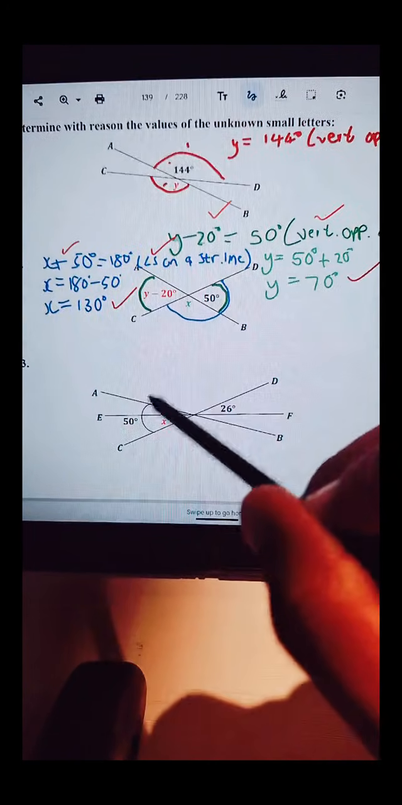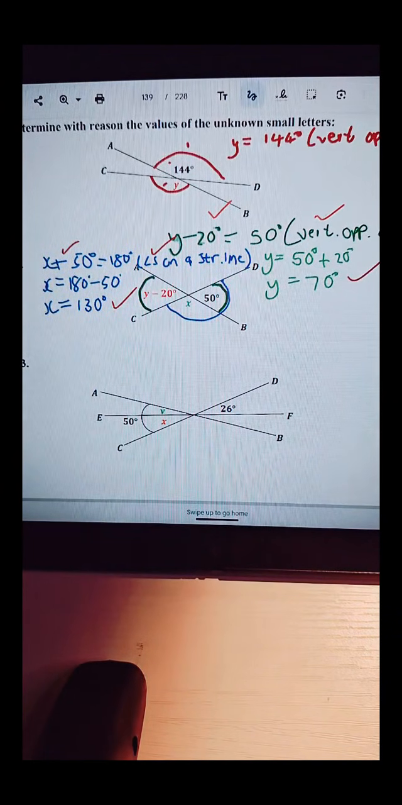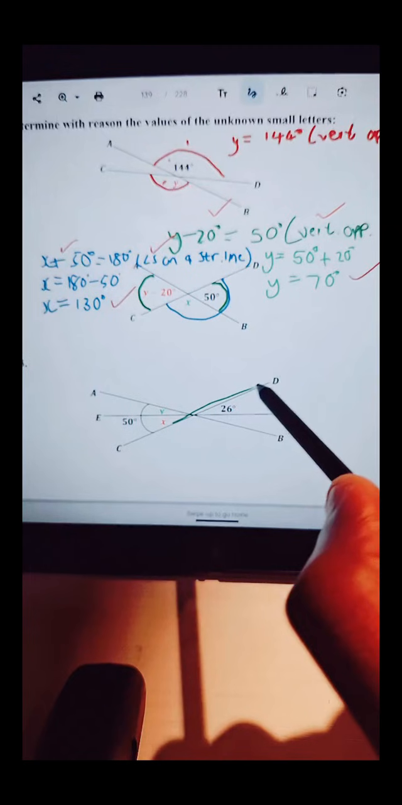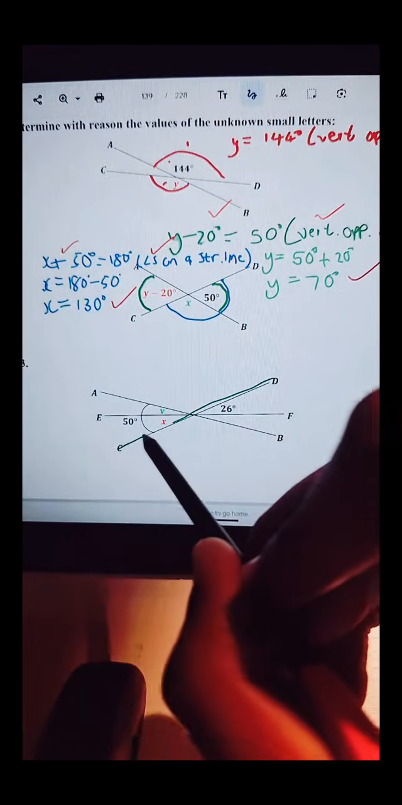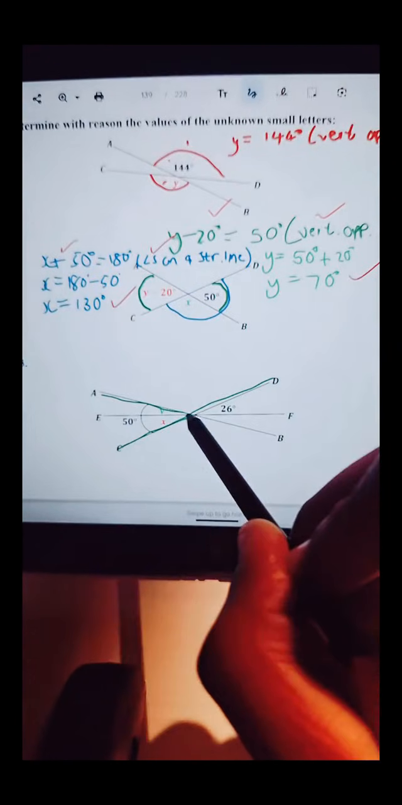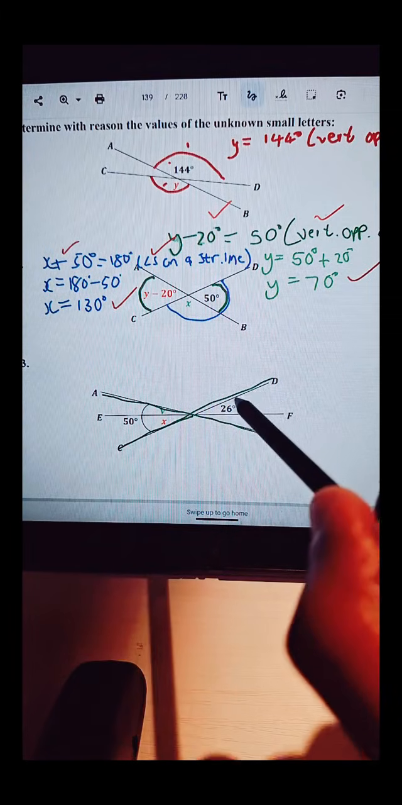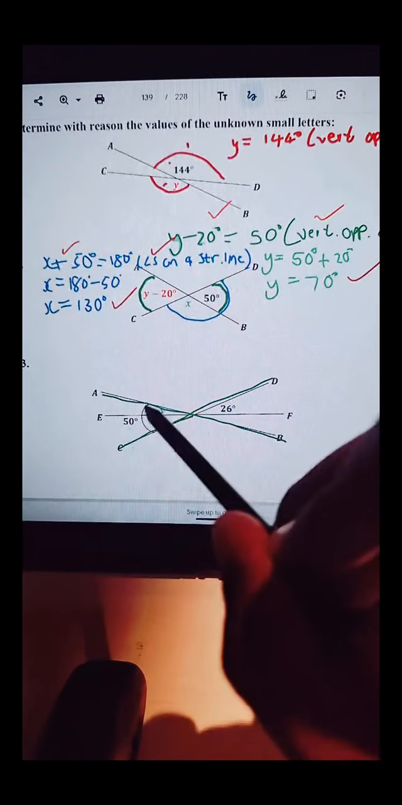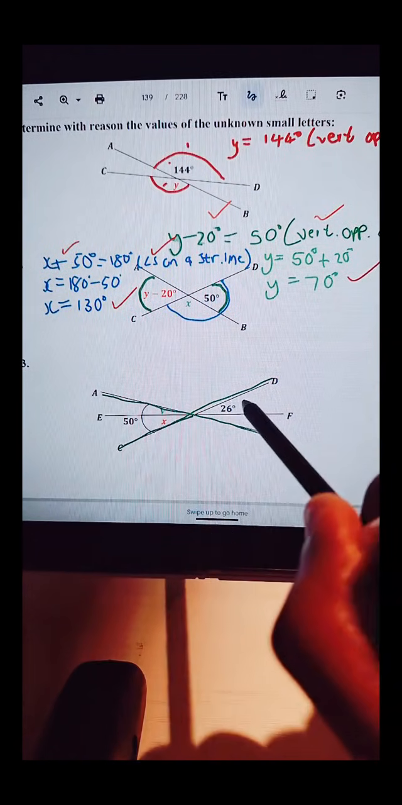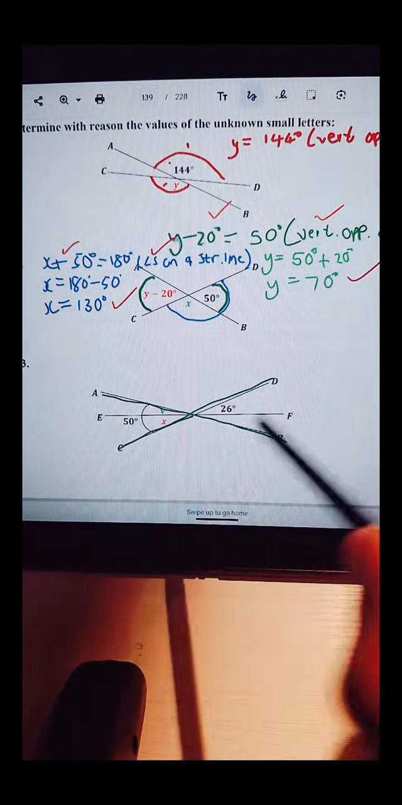This whole entire angle is 50, all of it. All right. So if you look at CD, okay, and AB, okay, hopefully you can see that. All right. Yeah, the entire angle is 50. So that means this angle is vertically opposite to that.